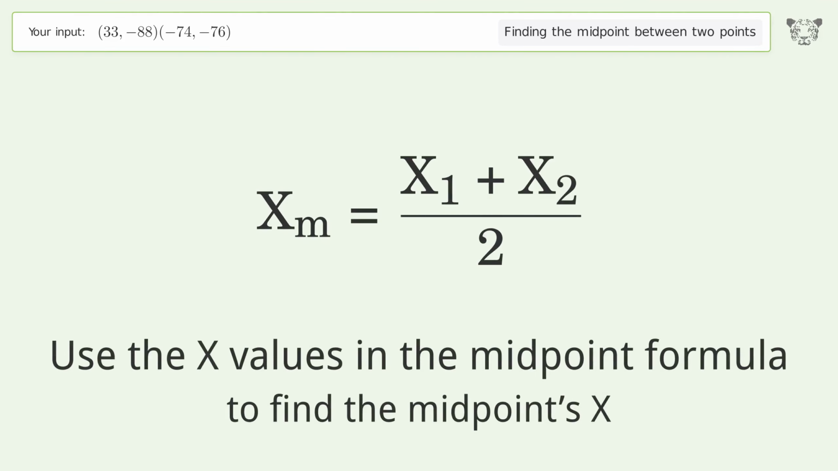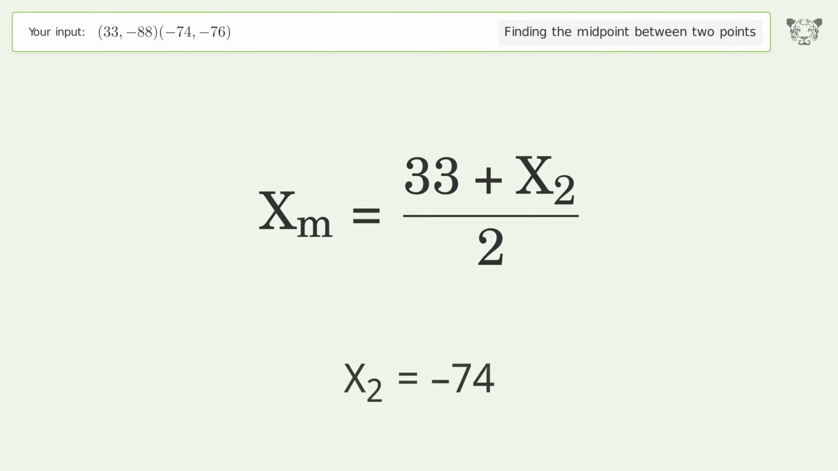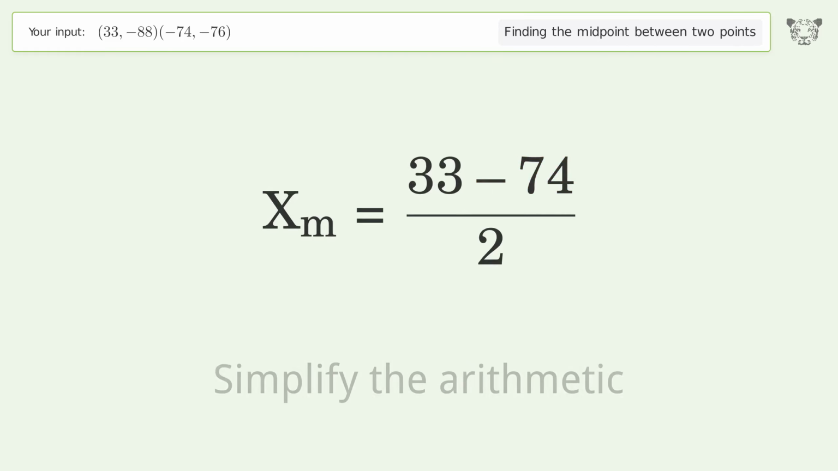Use the x values in the midpoint formula to find the midpoints x. x1 equals 33. x2 equals negative 74. Simplify the arithmetic.